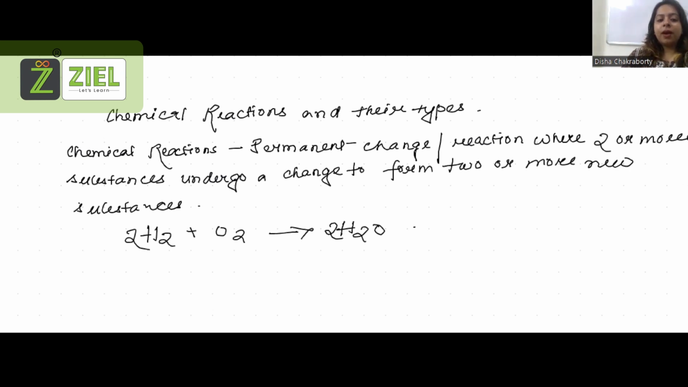Now, hydrogen and oxygen are written on the left-hand side. These two are the reactants. And water, which has formed after the chemical combination of hydrogen and oxygen, is the product, which has been written on the right-hand side. We can say that reactants are the substances that are taking part in the reaction, and products are the substances that are formed after the completion of the reaction.